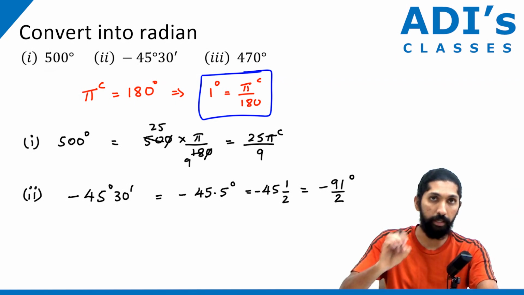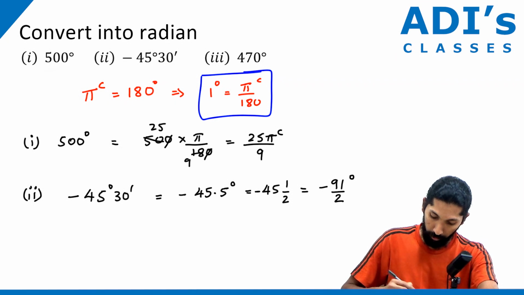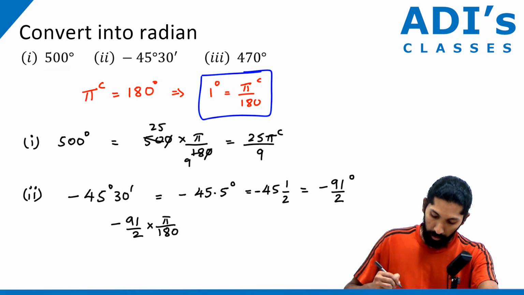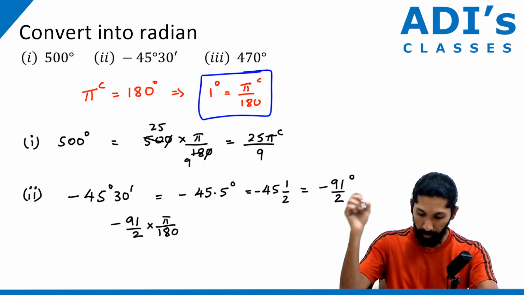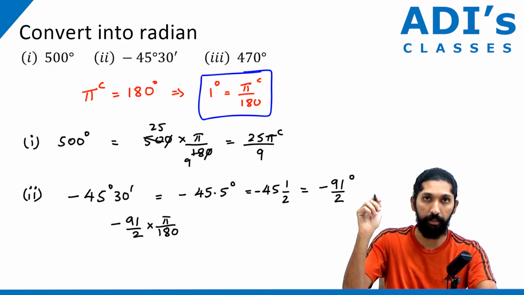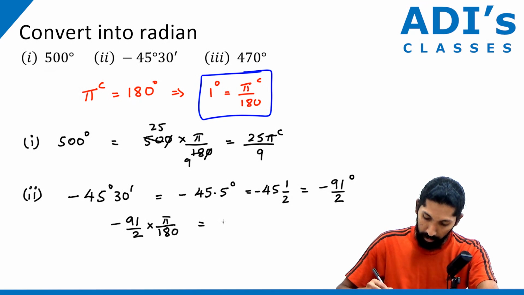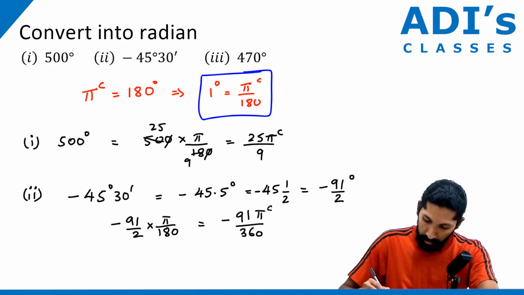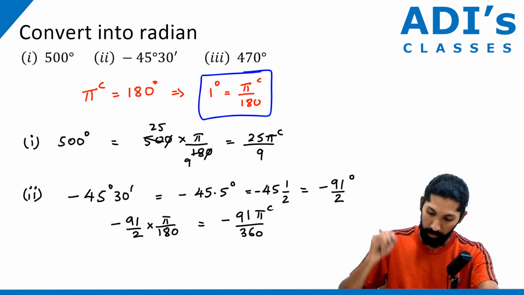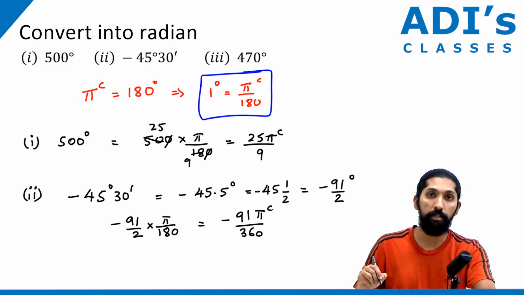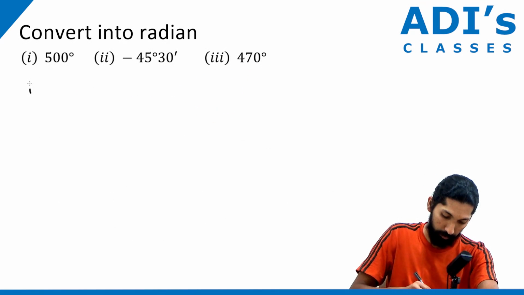So you are converting this to radian. You are going to get minus 91 by 2 into pi by 180. Now if you look at it, 91 and 180, the 91 will not cancel 180, correct? And you can't do anything here. So the final answer you can write is minus 91 pi divided by 360 radian. This is the answer for the second one. Now let's do the third one, the last one, 470 degree.